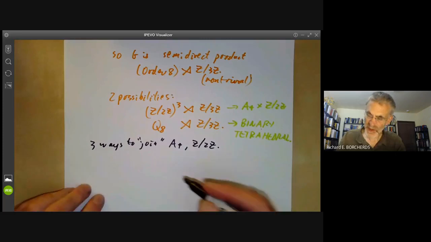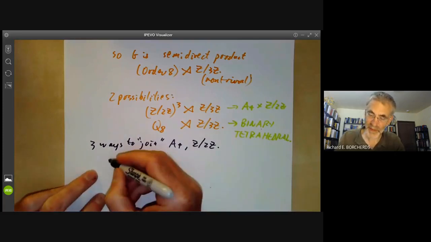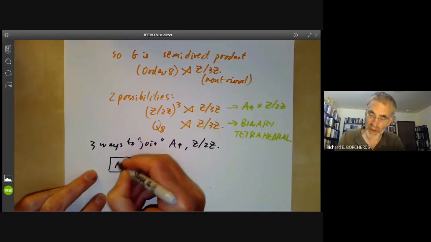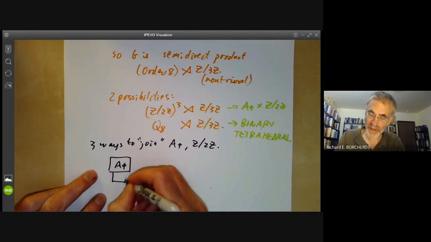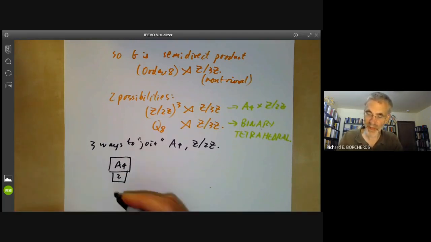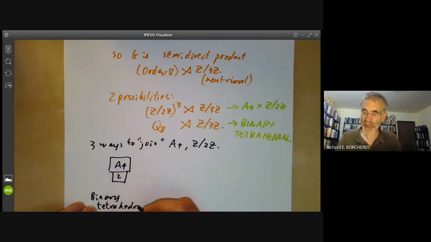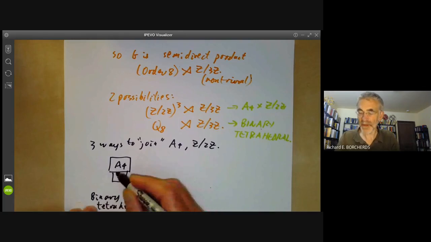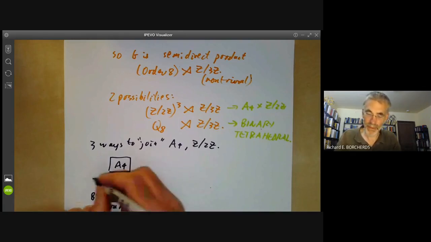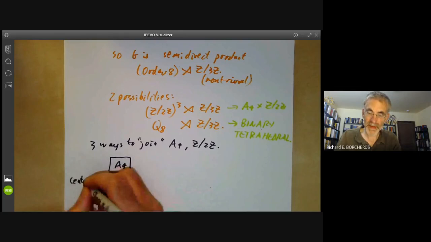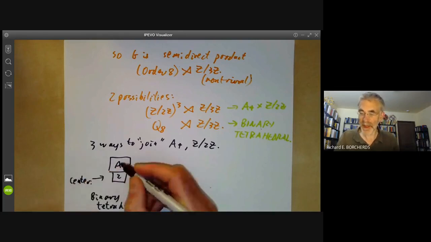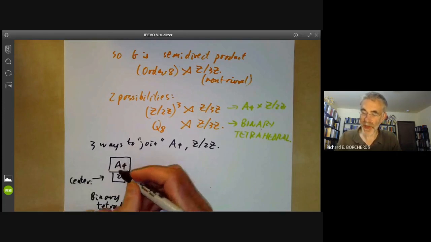And I want to try and draw pictures of them. So I'm going to draw an A4 sitting on top of the Z modulo 2Z. So this is going to be the binary tetrahedral group. And what happens is it has a center of order 2, and the quotient by the center is the tetrahedral group, or alternating group A4.